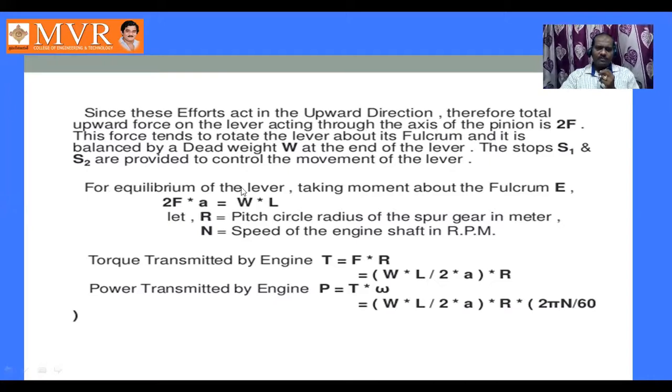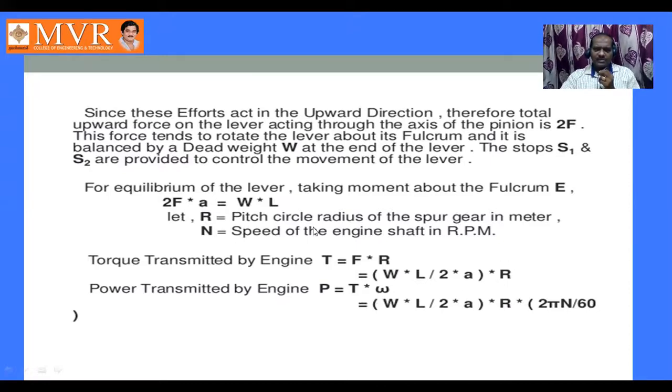From equilibrium of the lever, taking moments about the fulcrum E, 2F into A is equal to W into L. Let R be the pitch circle radius of the spur gear in meters. N is the speed of the engine shaft in RPM. So torque transmitted by the engine, T is equal to F into R. What is F? F is equal to W into L by 2A. So substitute the F value as W into L by 2A.